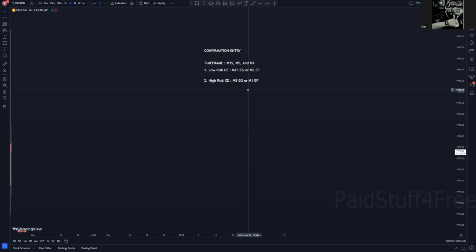So if you ask me what confirmation entry I am currently using, it depends. It depends on the market itself. Sometimes I use M1 EF, sometimes I use M15 ED, sometimes I use M5 EF, and sometimes I use M5 ED.